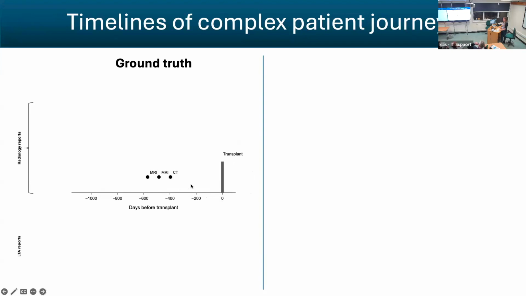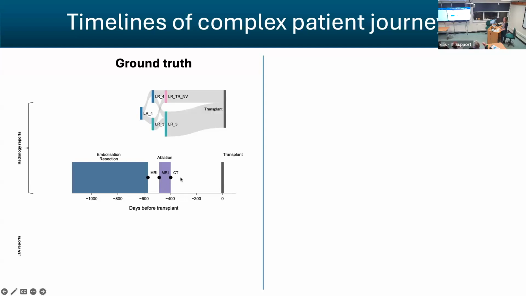And then based on the data from the reports, we can start seeing what kind of treatments they had before. So we can see, oh, they had an ablation at some point between this MRI and CT, and then they had an embolization and a resection even before they came to Addenbrooke's, because there is evidence of it in the radiology report. Furthermore, we can start to see what lesions they had at each of these scans.